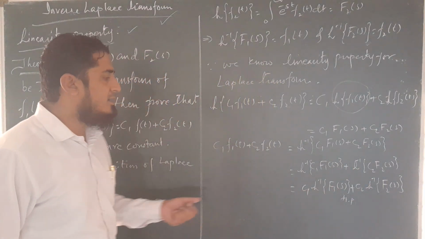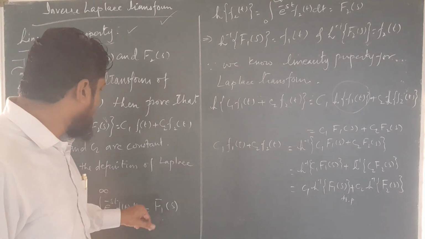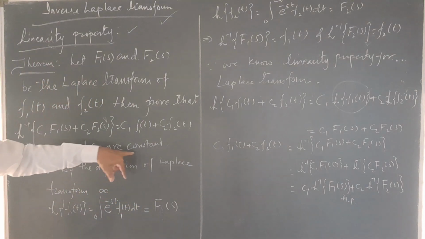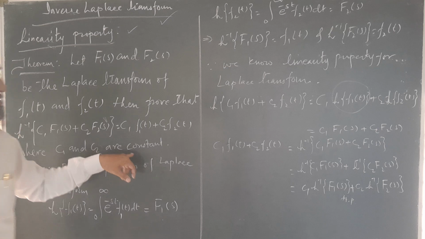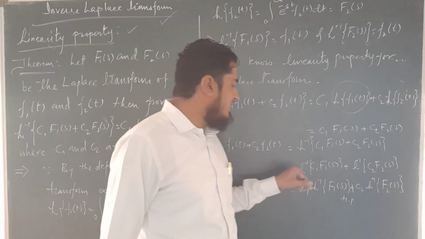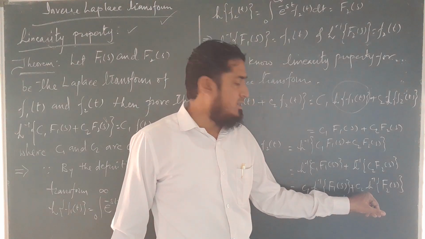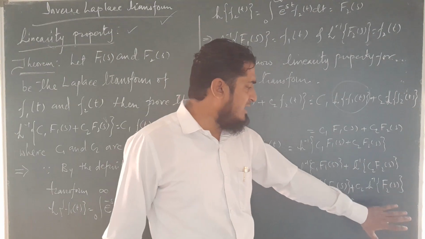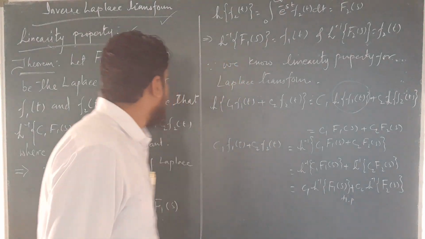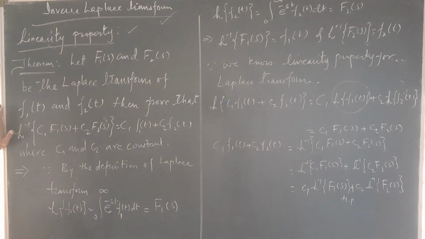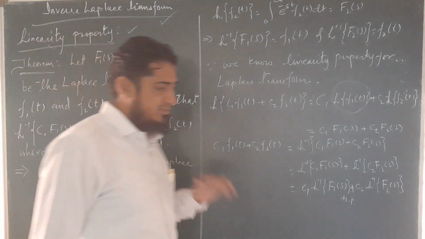Correct? And since c1 and c2, as given in the theorem, are constants, taking the constants outside, we get c1 inverse Laplace transform of F1(s) plus c2 inverse Laplace transform of F2(s). It is the required proof of our linearity property for inverse Laplace transform.